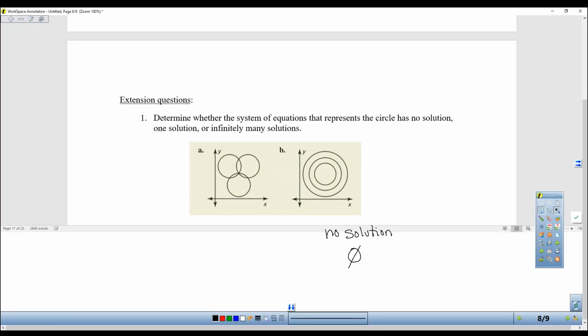Now, A is a little trickier. Sometimes people think that this is a solution and this and this and this, but that's actually not true. It means that this one is only a solution for those two circles, and this one's only a solution for those two circles. The only one that's a solution for all three is that middle one. So this one has exactly one solution.